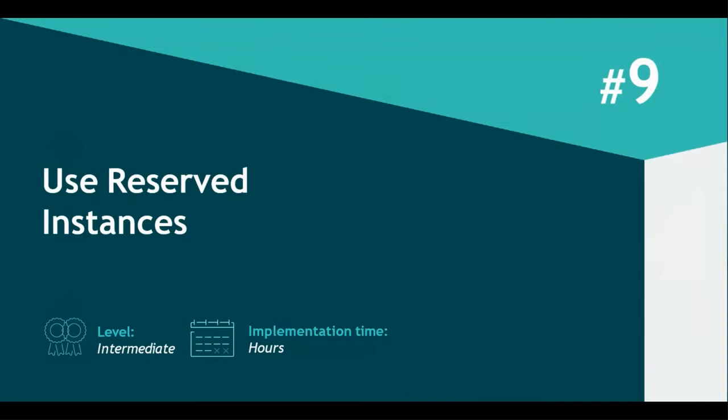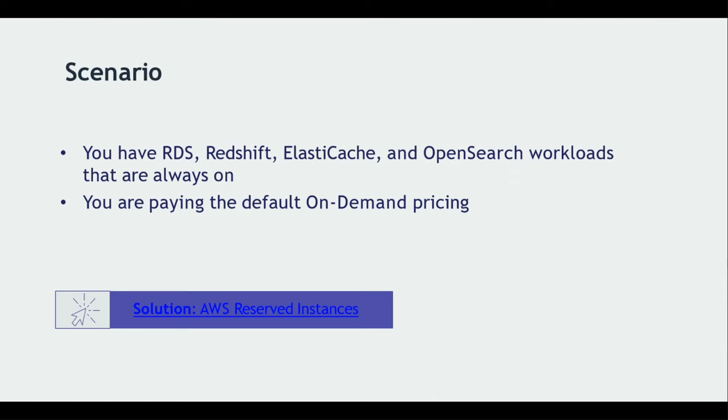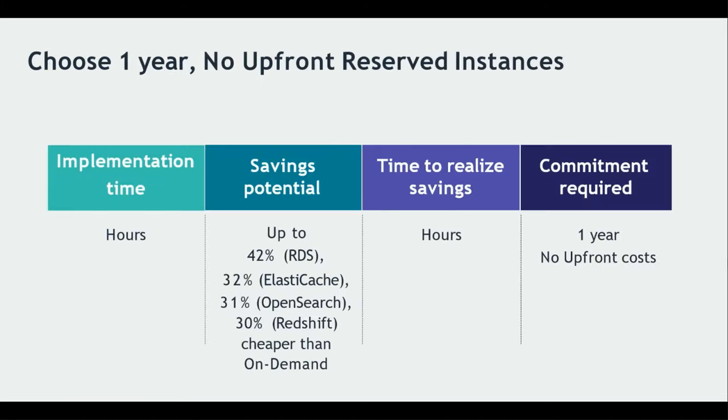Now let's move to the ninth approach. So, use reserved instances, right? Let's understand the example as well. You have RDS, Redshift, ElastiCache, and OpenSearch workloads that are always on, and you are paying the default on-demand pricing. On this, you can go with reserved instances, but before that, you need to understand the terms and conditions. You can realize this in hours, and you can implement this in hours.